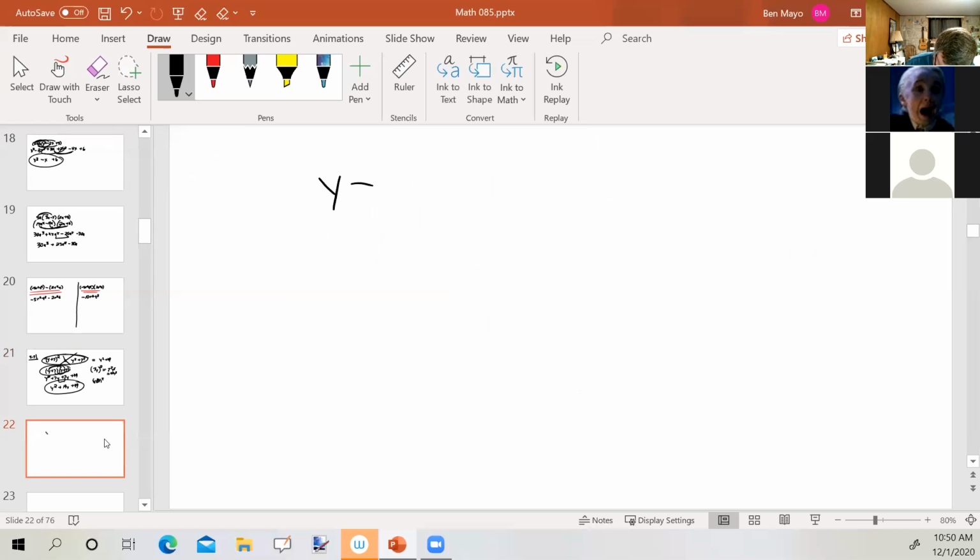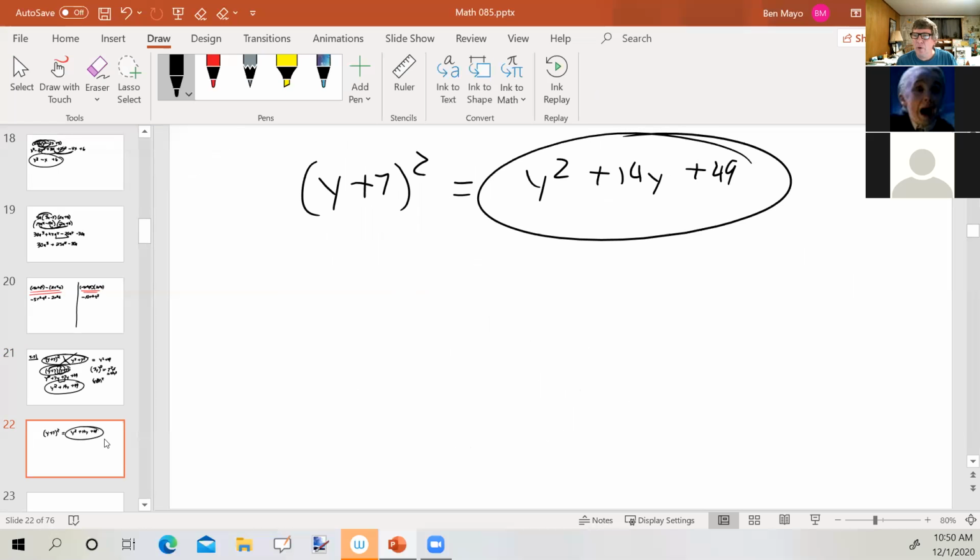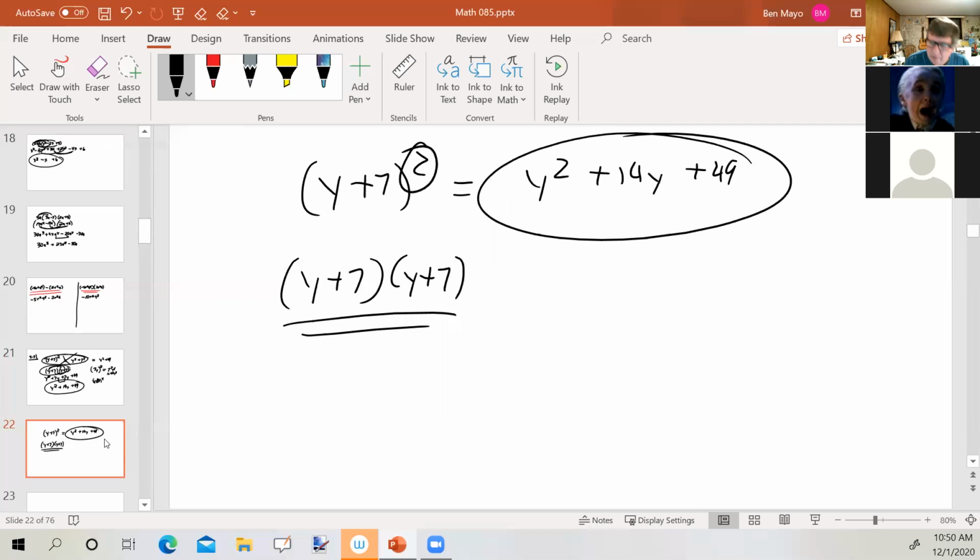Also, let's go back to this again. And we got what? Y squared plus 14y plus 49. This is called a perfect square trinomial because it has 2 identical factors.